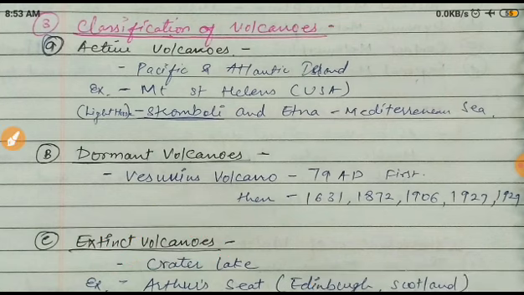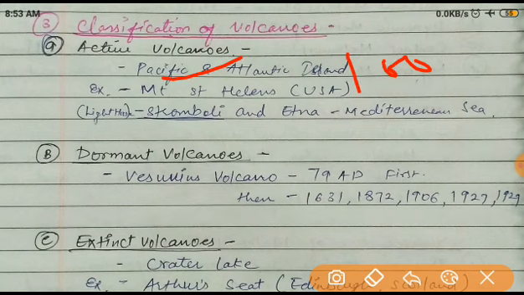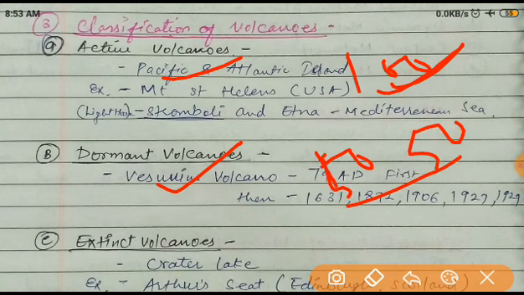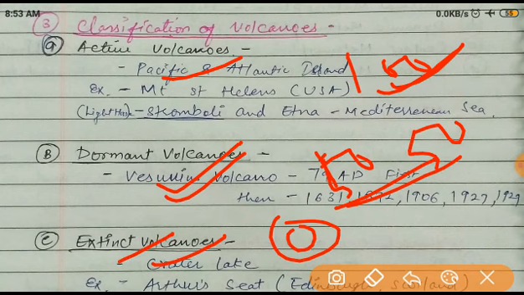Now I think it is not clear, so let me clarify. Active means 100%, definitely it will eject anytime. There is no assumption of whether it will eject or not, but definitely 100% it will eject. Second one is the dormant: 50-50%. It means it can eject or it cannot. In the past it did, but we cannot say it will not eject. So there are 50-50% chances. And the extinct, 0%. It means it will never eject. It is completely asleep. We can also call it the sleeping volcano. Okay, so these are all three types of volcanoes.